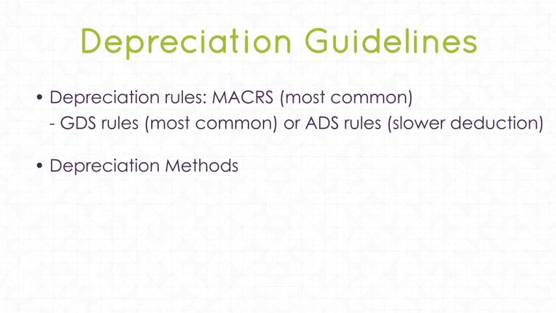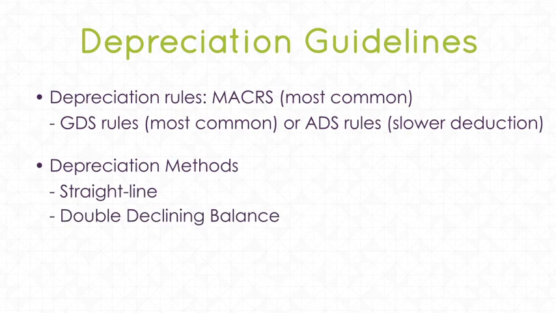The two most common methods of depreciation are straight line depreciation and double declining balance. Now, straight line method allocates the cost basis evenly over the life of the asset, while double declining balance, as the name implies, takes a much larger percentage deduction in the first years of the asset life. Tax software will calculate depreciation for you, but it is good to have a general understanding of these methods.